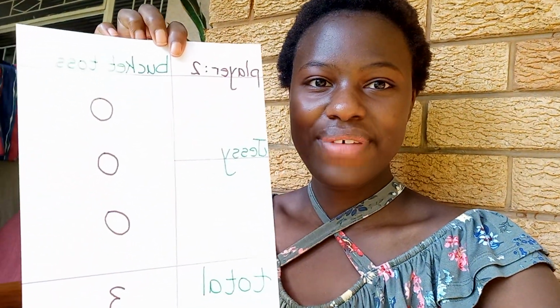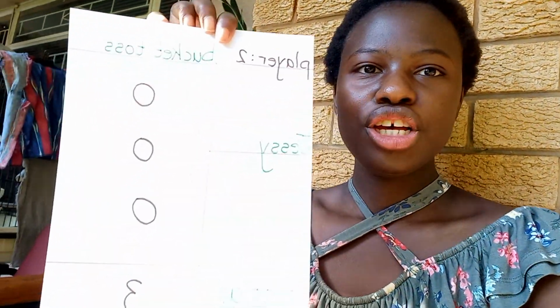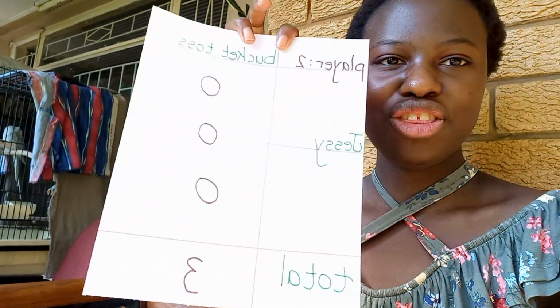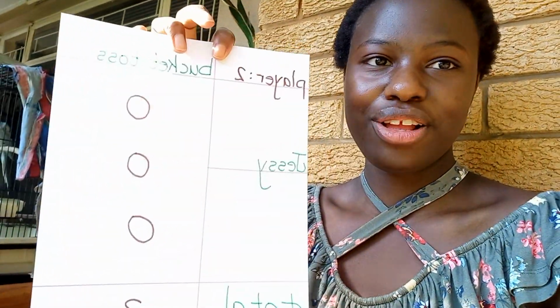Once the children have finished the game, they will get a plain piece of paper where they can draw a fun pictograph. As you can see here, player 2, the bucket toss, and how many 3 points that player 2 had gotten. So that will be the end of the game. Whoever gets the most will win the game.